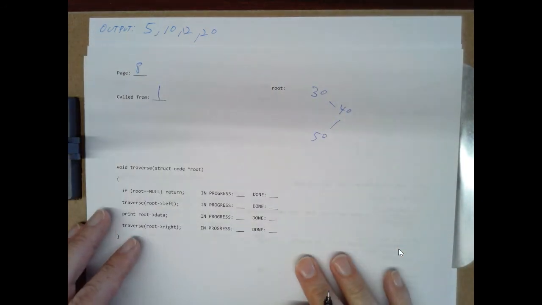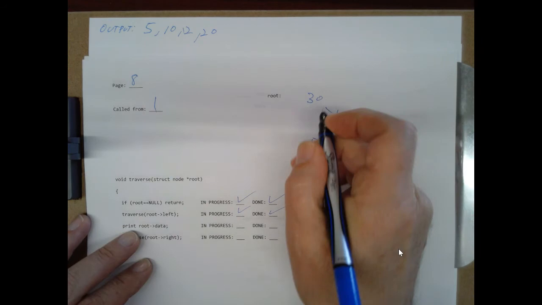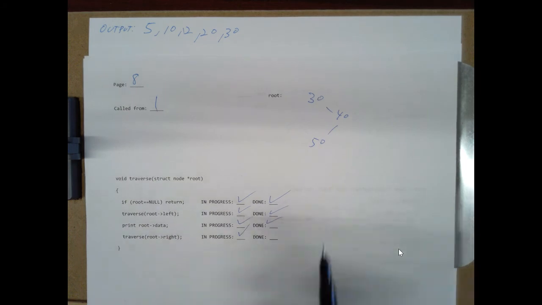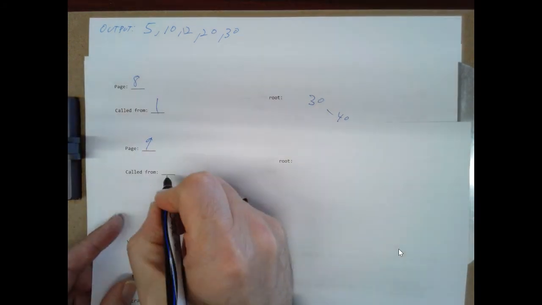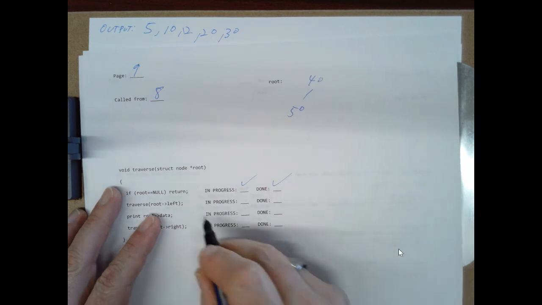And we just keep going. Getting the idea? So is this null? No. This will say traverse root arrow left, which will be null. So it'll make another call to traverse with null as an argument. That will return right away. And then we'll print root arrow data, which is 30. And then we'll call traverse on this 40, 50. So here's frame 9, called from page 8. Here's the tree we're passing. Is it null? No. Traverse root arrow left.